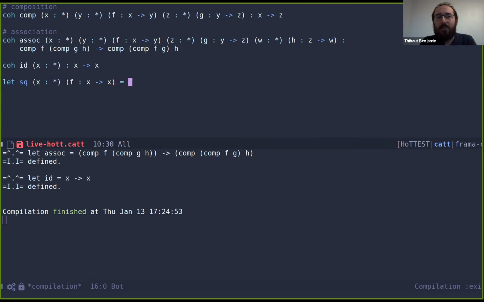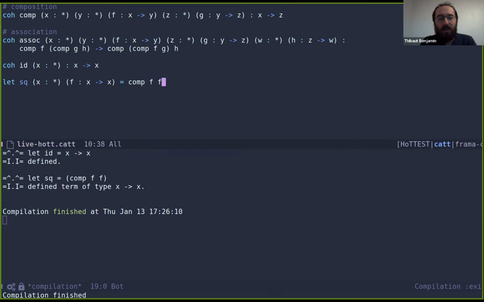But now I want the square. So I can just define it in terms of the composition. Remember, I just defined the composition. So this is just comp of F and F. And if I compile it, you see that it's defined and it's of type X to X. So this is really the squaring of the endomorphism F.